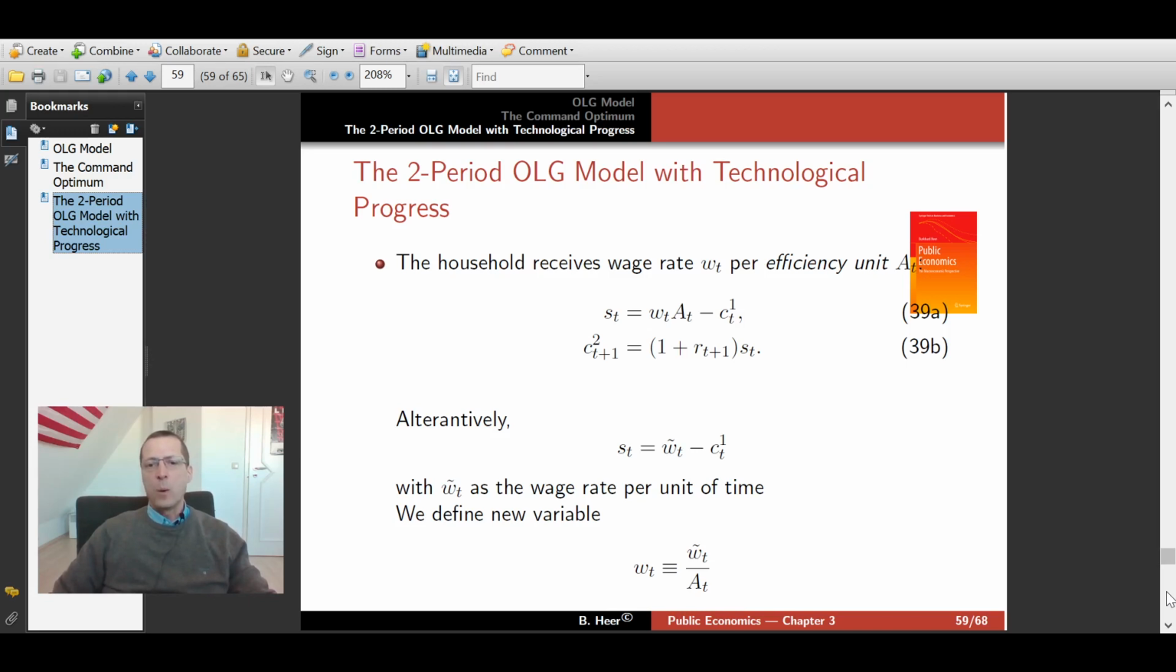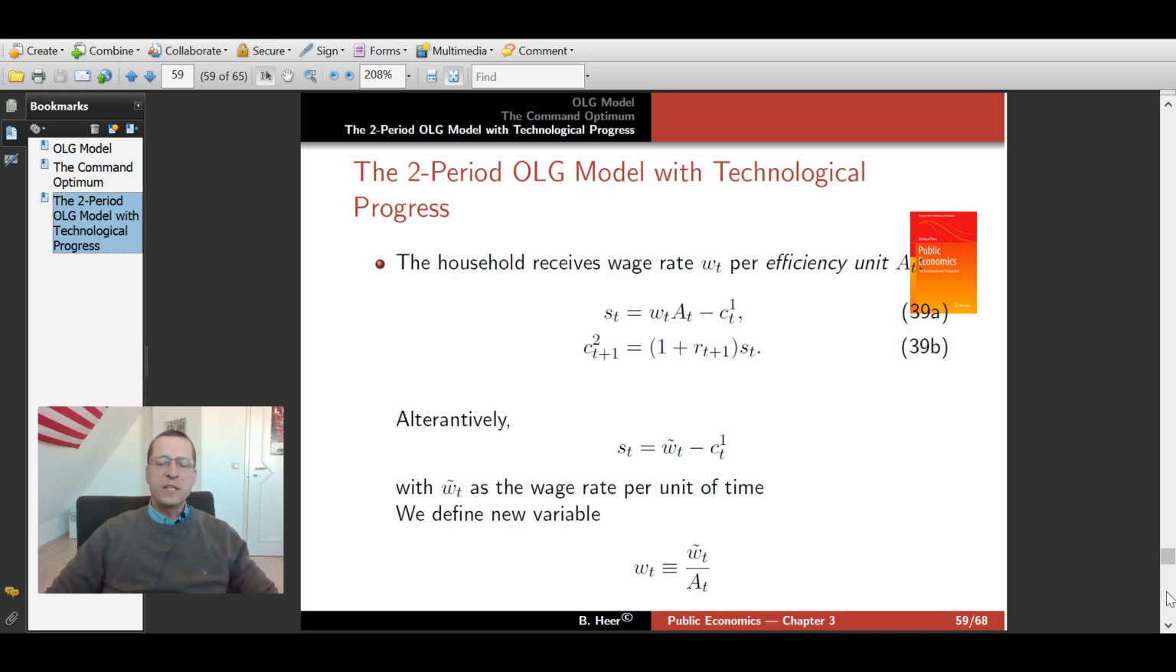We observe hourly wages or wages per unit of time. In this case, our budget constraint would look like the third equation. Savings s_t is our wage rate per unit of time, tilde w_t, minus consumption.